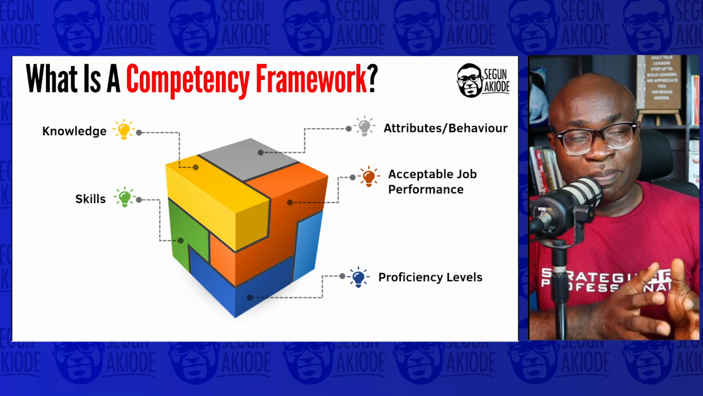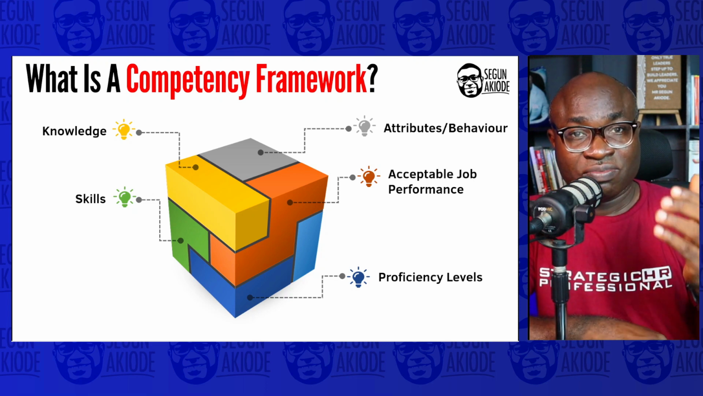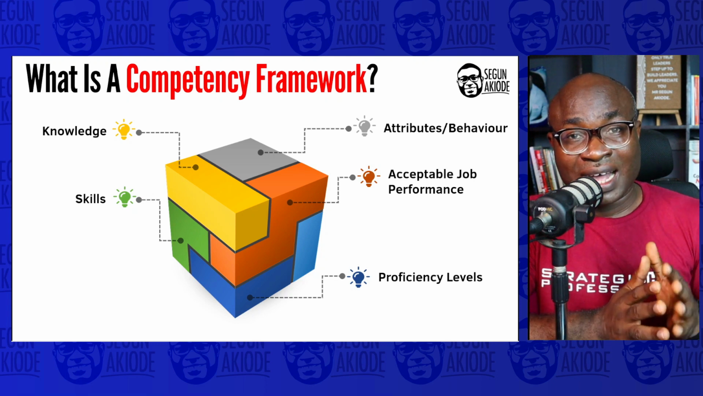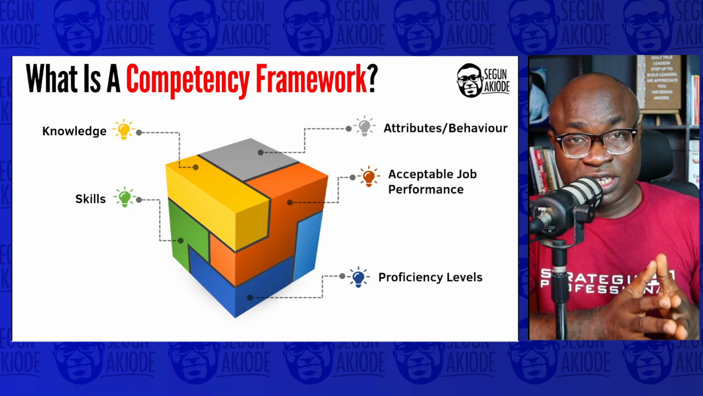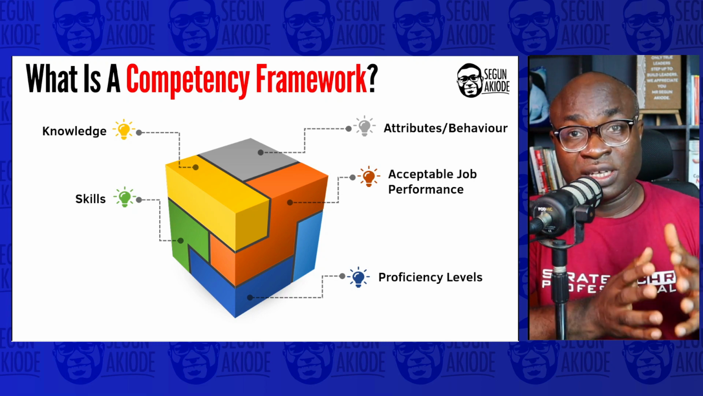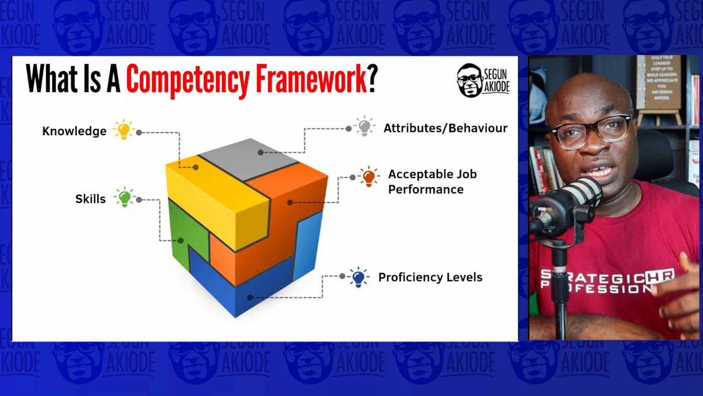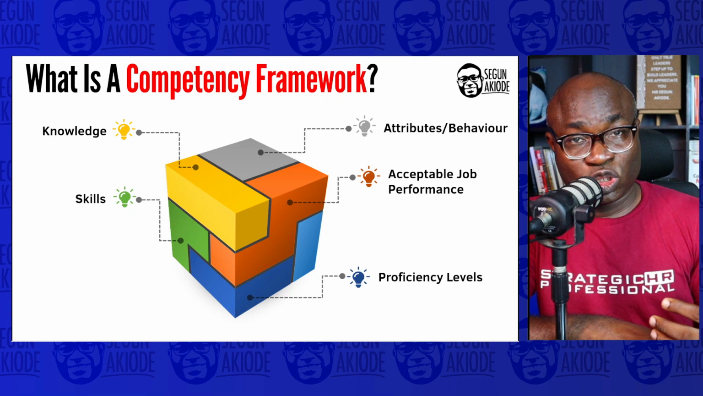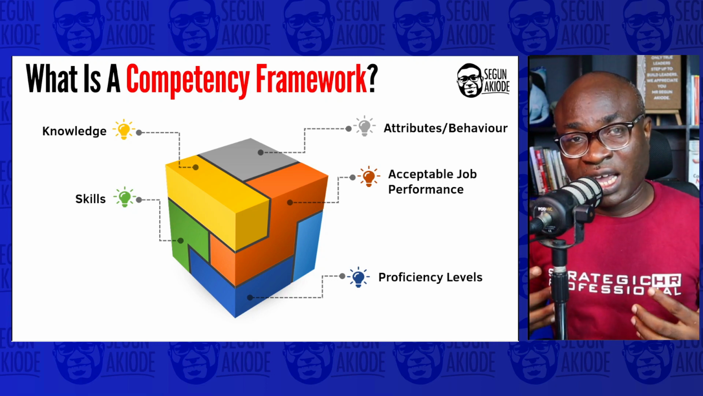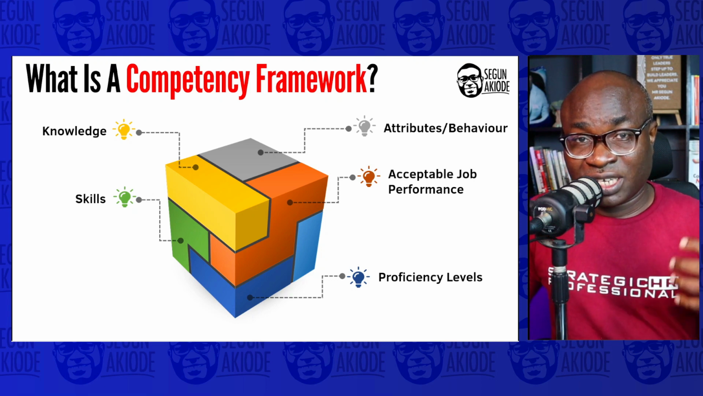For me to be able to use a particular machinery, I'm expected to operate at different levels of proficiency. In spoken English, for example, there are different levels of proficiency. All of that will need to be captured in your competency framework in terms of the knowledge, the skills, and the attributes required for acceptable job performance. Then all of that needs to be captured in terms of proficiency levels to form your competency framework.